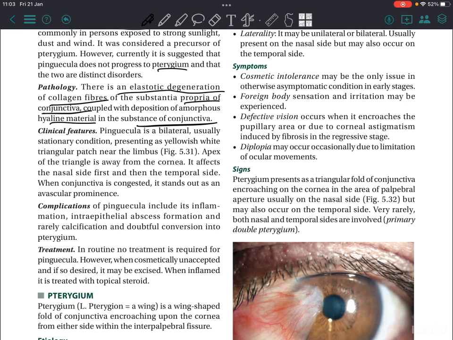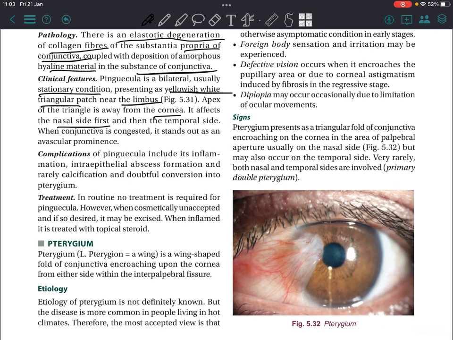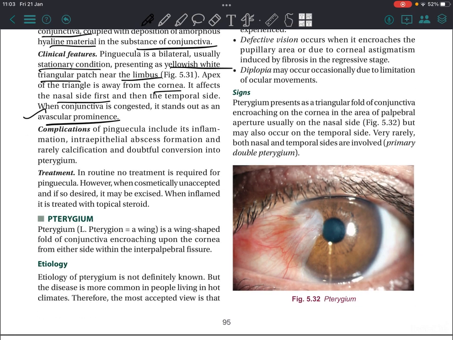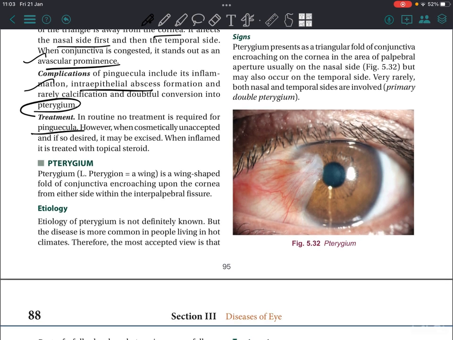Clinical feature: pinguecula is bilateral. Usually a stationary condition, presenting as a yellowish white triangular patch near the limbus. Apex of the triangle is away from the cornea. It affects the nasal side first, then the temporal side. When the conjunctiva is congested, it stands out as an avascular prominence. Complications of pinguecula include its inflammation, intraepithelial abscess formation, rarely calcification, doubtful conversion into pterygium. Treatment: routinely, no treatment is required for pinguecula. However, when cosmetically unacceptable, it may be excised if so decided.